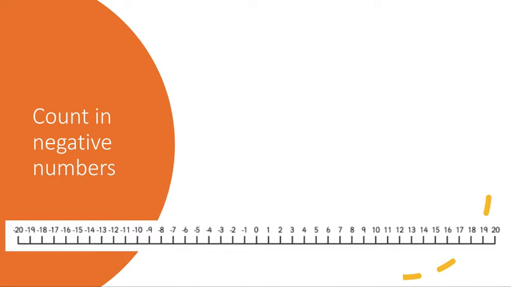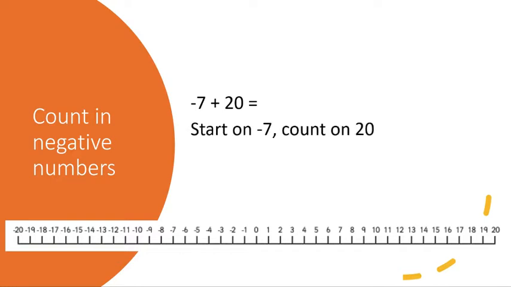Same as we did last week, we will go through each of the lessons building up to Fridays, when we'll be able to do everything that we've learnt during the week. So counting in negative numbers. Minus 7 plus 20. We're counting on 20. Start on minus 7, count on 20. Write your answer down before we work it out together.